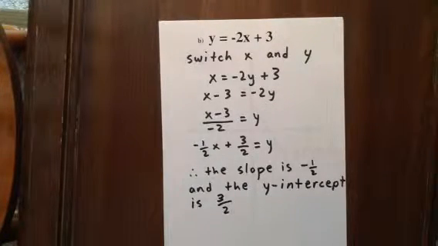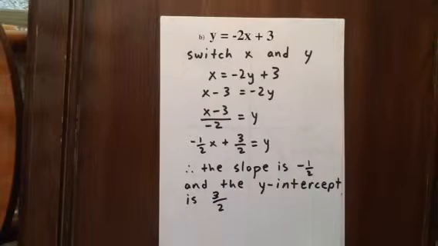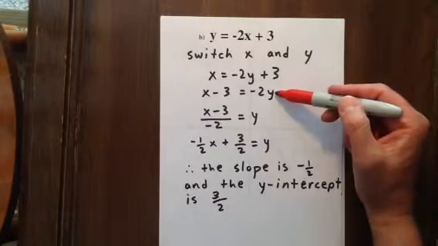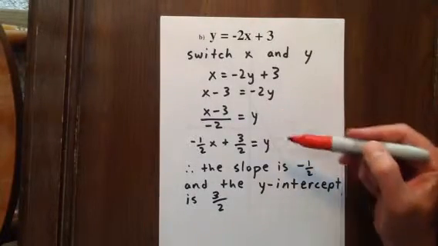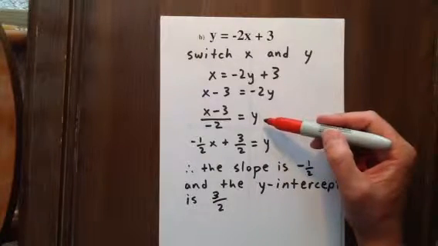The next one is y equals -2x plus 3. Well, we're going to switch x and y and get x equals -2y plus 3. Subtracting 3 from both sides and then dividing through by -2 gives us this line right here.